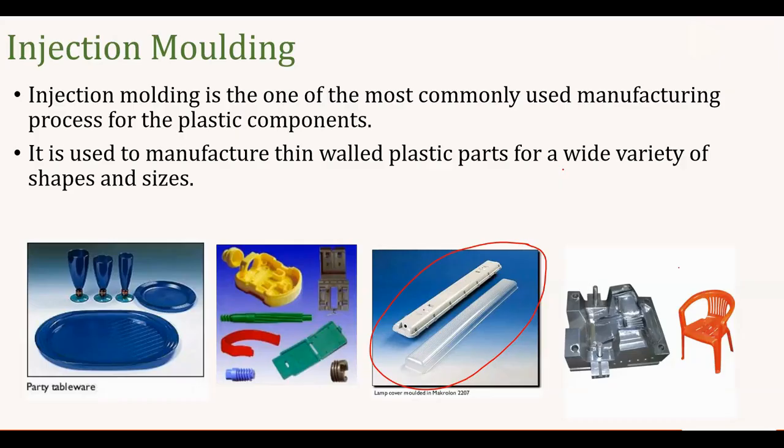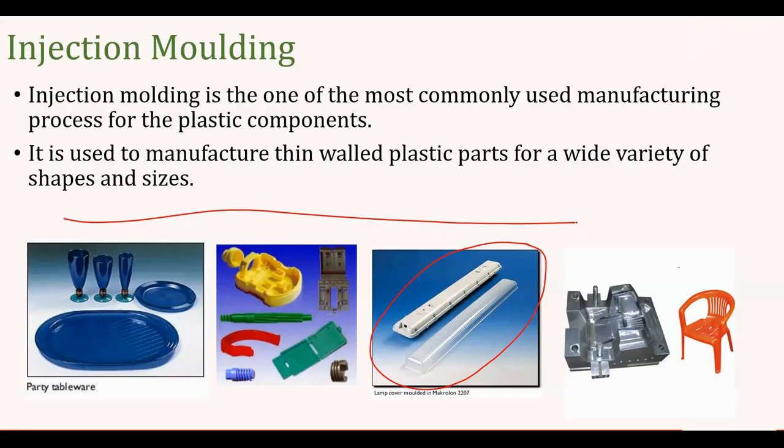Injection molding is one of the most commonly used manufacturing processes for plastic components. Almost 70 to 80 percent of all plastic components are made using the injection molding process, and it is used to manufacture thin walled plastic parts of a wide variety of shapes and sizes. You can see this from these images.